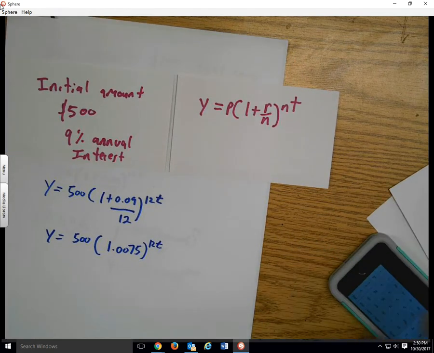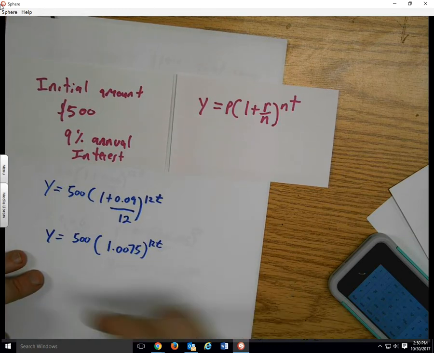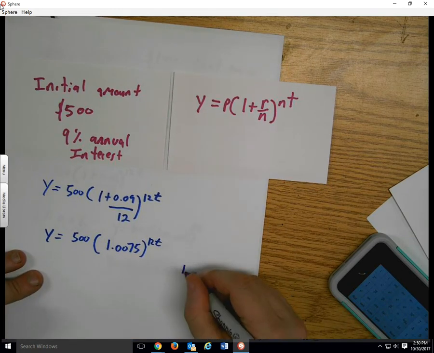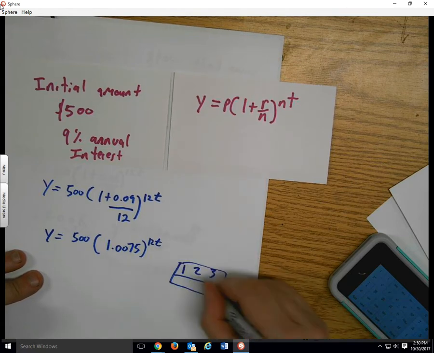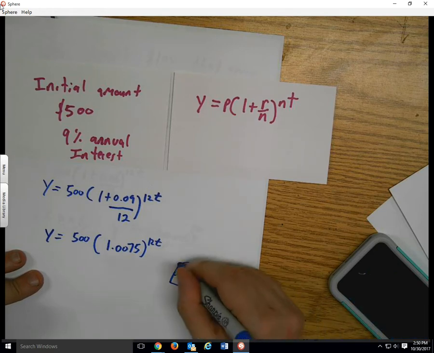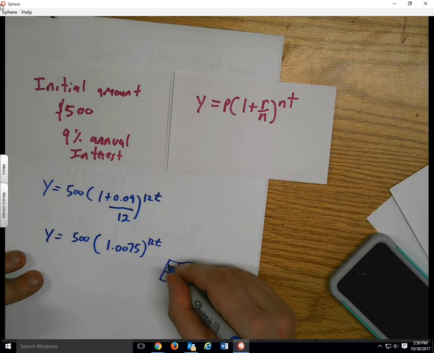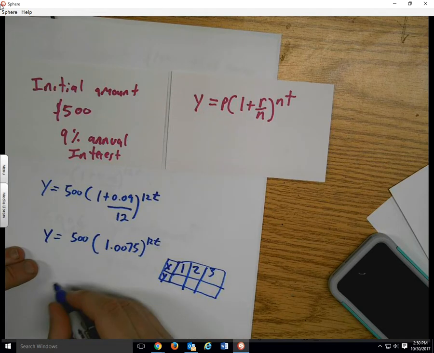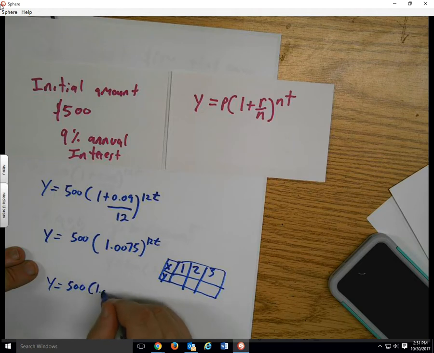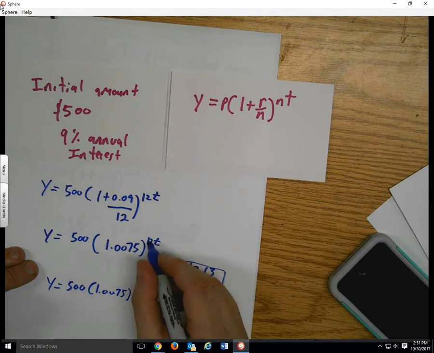But what if we wanted to graph this? What if we wanted to see how much that $500 would make in 1 year, or 2 years, or 3 years? We just need to make a chart: x and f of x, or in this case we used a y, so I'll use a y, and substitute it in. So instead of a 12 there, we would have a 1. So y equals 500 times 1.0075, and then t, if t was a 1 there, 12 times 1 would just be 12.